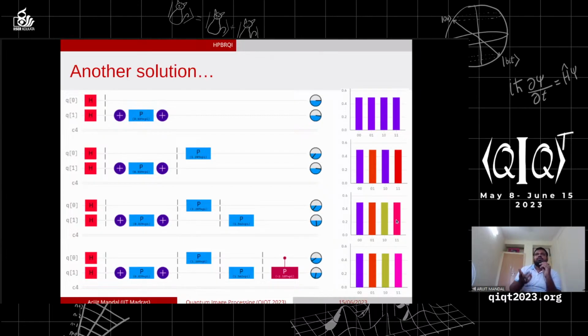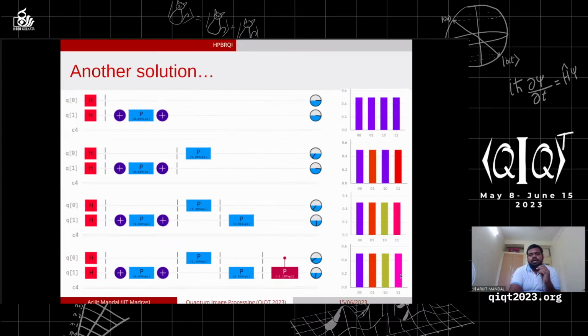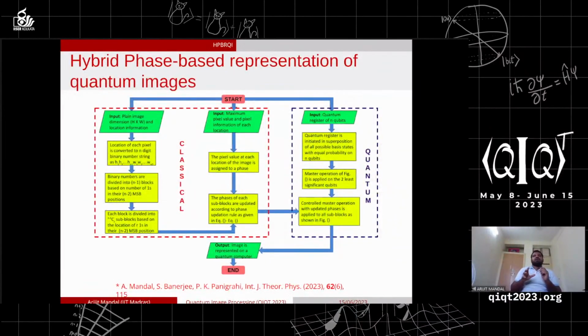Now if you want to fix the 11 phase for the 11 basis, you will apply a control phase operation, and you will subtract the effect of all previous operations from the required value for this 11 basis. You will feed that subtracted value, and you are able to represent this image. Now with this motivation, we can generalize this for any n cross n or any dimensional images, where this unitary will be used as a master operation, and there will be some control on this master operation that I am showing you. So this is a rough workflow of our proposed algorithm.